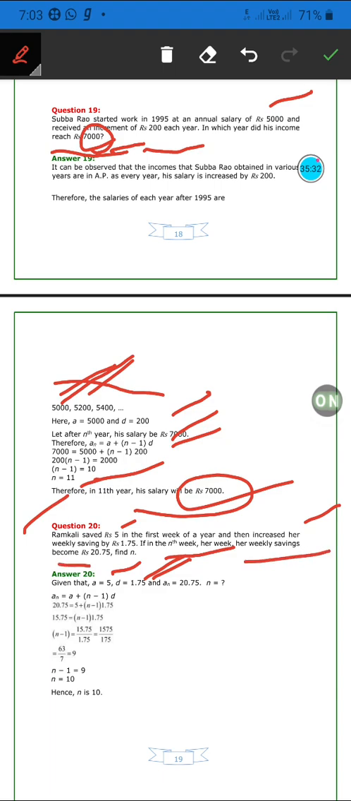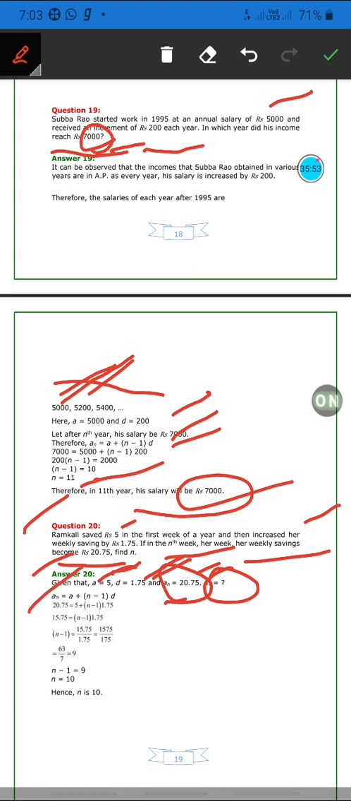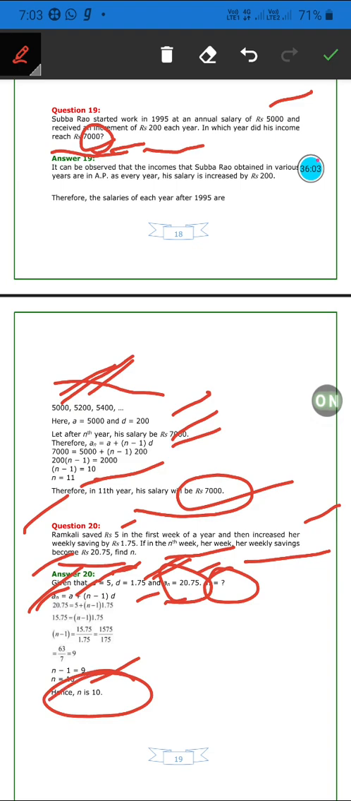Okay, in which week does AN equal 20.75? Starting with 5 rupees and saving, we have to find out in which week it becomes 20 rupees 75 paise. So in the n formula, put the value of AN, A and D. So n becomes 10. So in the 10th week, the 5 rupees became 20.75. This completes your exercise 5.2. Okay, thank you.